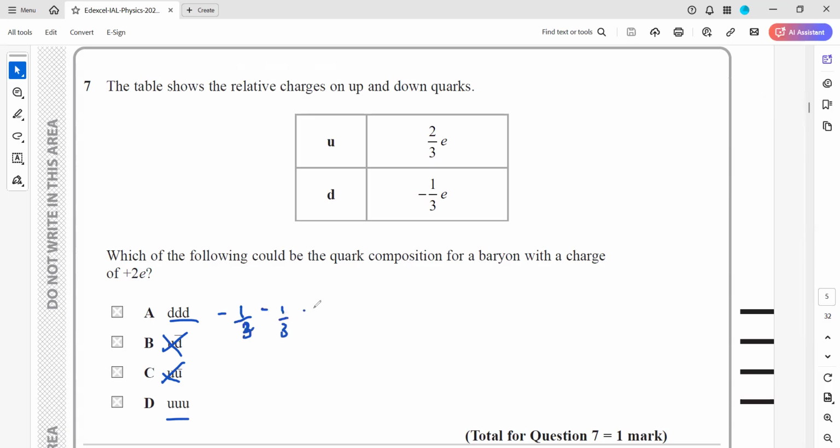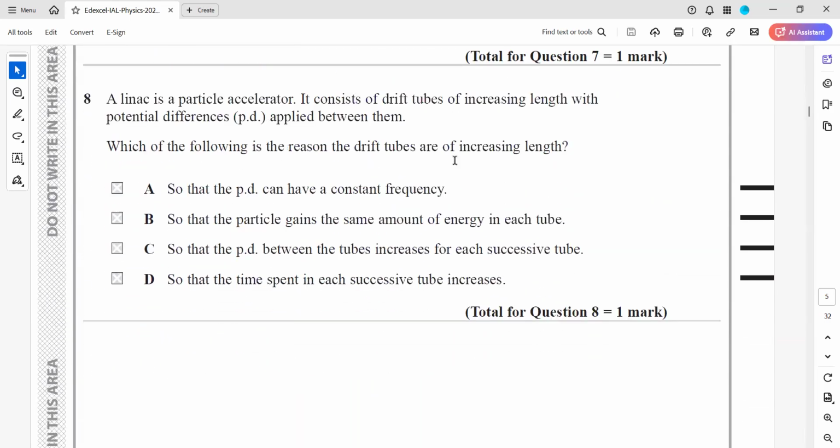This will be minus 1 by 3, minus 1 by 3. So when you simplify, it will be minus 1. Here, plus 2 by 3, plus 2 by 3, and plus 2 by 3. When you simplify, it will be 6 by 3, or you can also say plus 2. So D will be the right answer. 2 by 3 e means 2 by 3 times the charge of the electron.